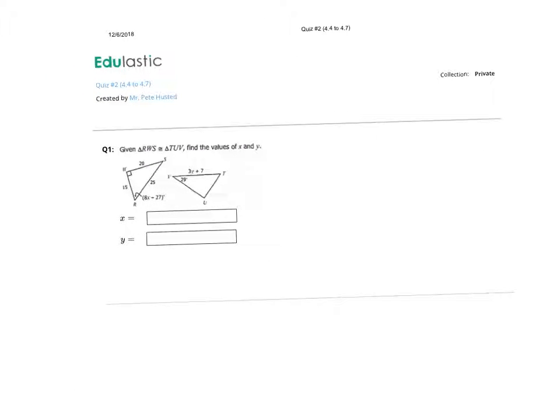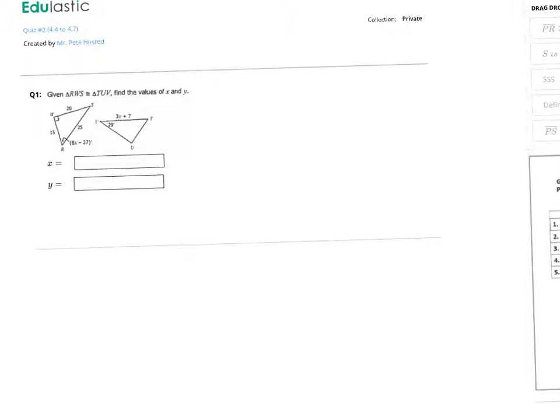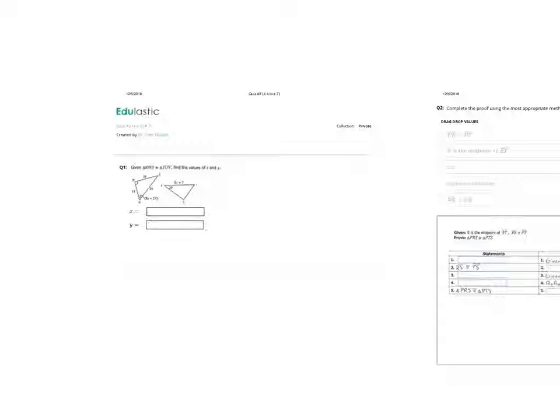Whoa. Let me fix this. Oops. Got that all twisted. There, I got it straightened up.